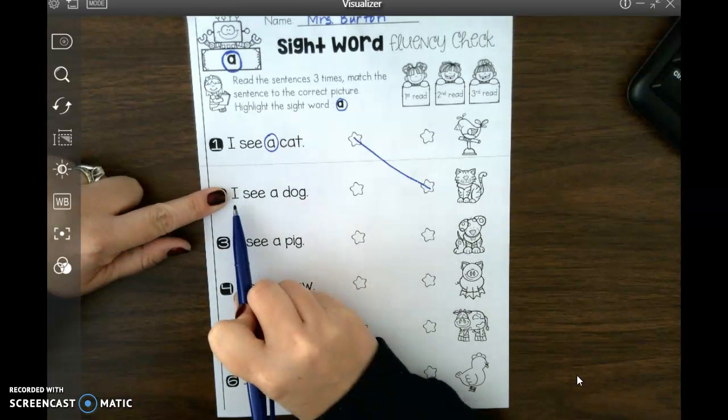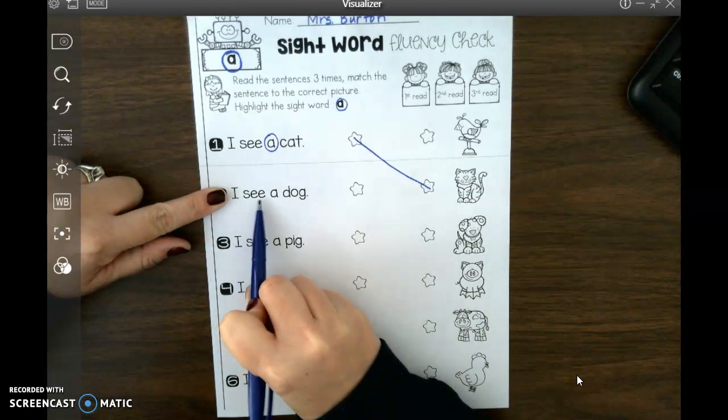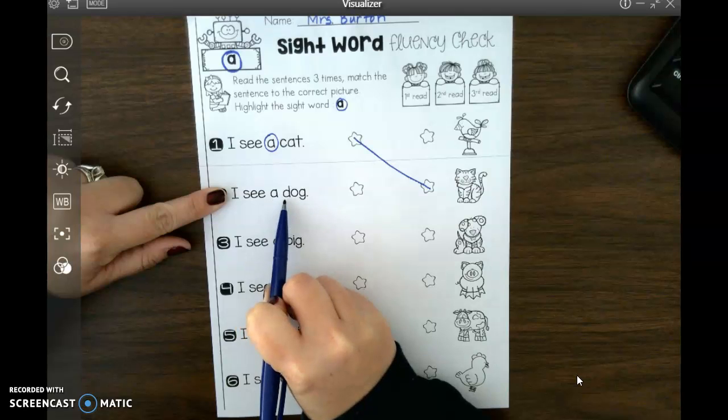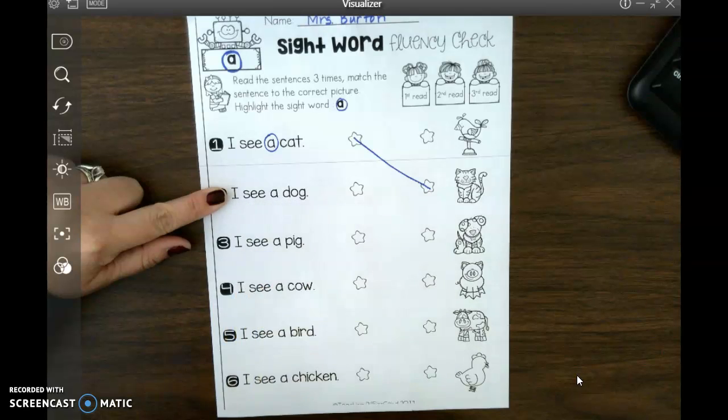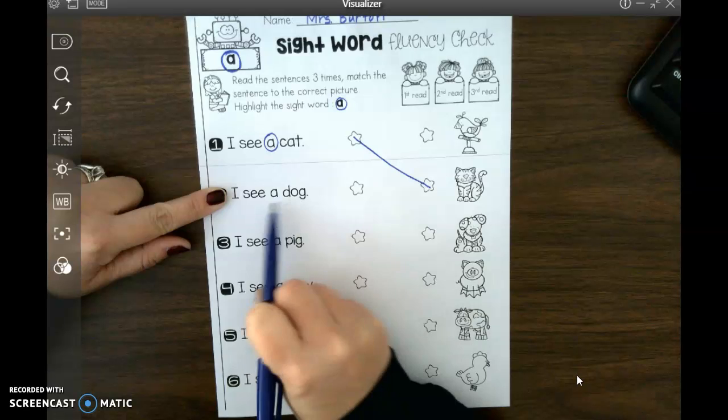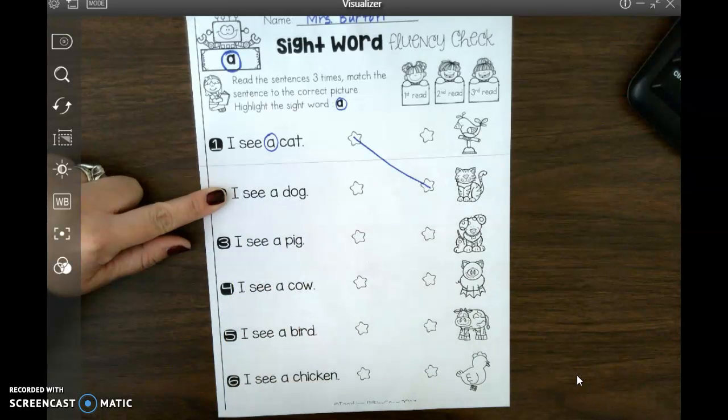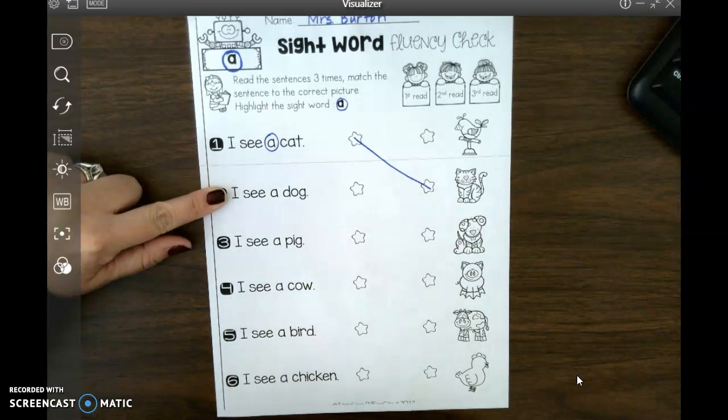Let's look at number 2. Let's read it together. I see a dog. I see a dog. See if you can find the word A in that sentence and circle it. I'll give you just a minute to do it, and then I'll do it and you can check.